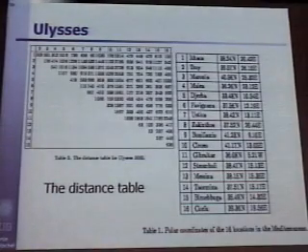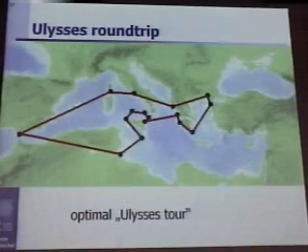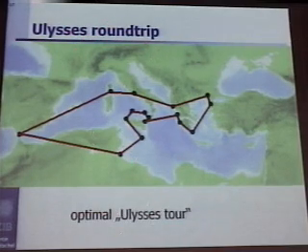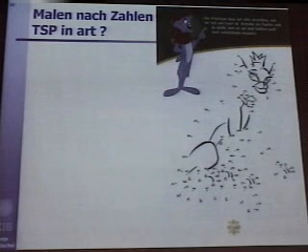And here's the distance map of Ulysses' trip. And that would be the round trip we would do today. So the traveling salesman would be Ulysses, and that would be his Ulysses tour if you want to do the shortest round trip. But actually, I think it's even older than that.